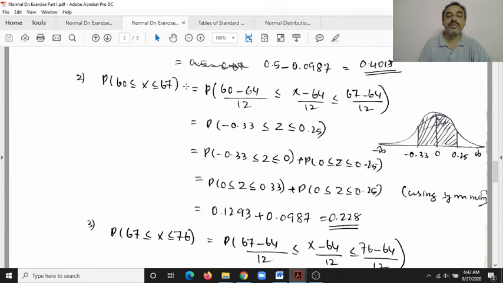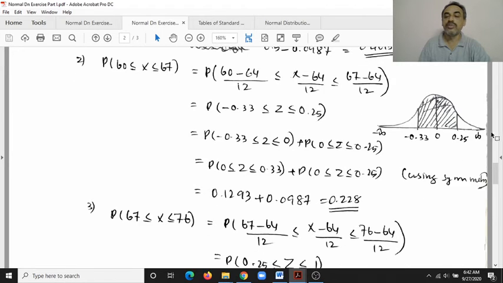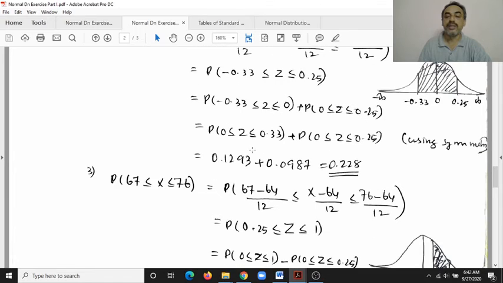Now the next is 60 to 67. Again the same step, transforming to standard normal. So (60 minus 64) by 12 and (67 minus 64) by 12, with z in the middle. These are the limits. It laps to both the left and right side, from minus 0.33 to 0.25. So we break at 0, that is minus 0.33 to 0, and 0 to 0.25. And minus 0.33 to 0 is similar to 0 to 0.33 because of the symmetric property, and we shift to the right side to refer to the area from tables of the standard normal distribution.